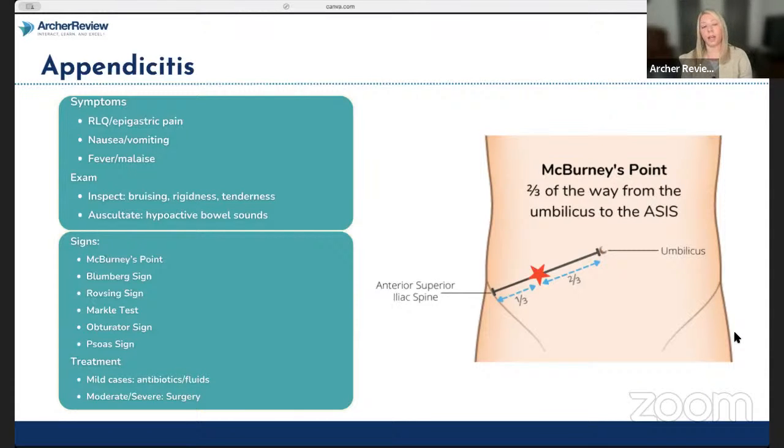There are also other signs like obturator and psoas sign, which are done by the provider manipulating the legs and eliciting pain in the right lower quadrant. In terms of treatment, for mild cases, we can do antibiotics and fluids. For moderate to severe cases, these patients will require surgery, an appendectomy to remove the appendix.